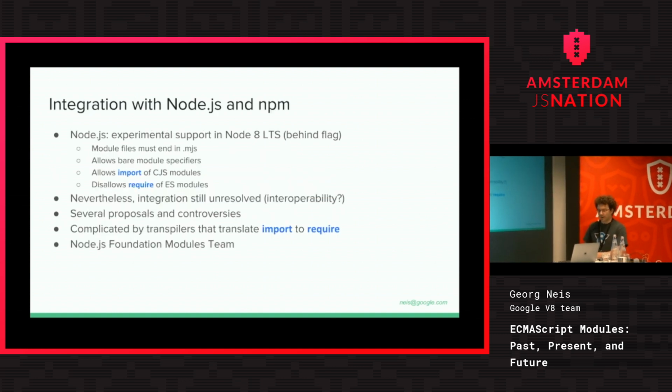On the Node and NPM side of things, it's a little bit unclear what's going on there. So first of all, there is experimental support in Node 8 behind the flag. They require that module files end in the file extension MJS, because they need some way of telling Node whether this is a classic script or a module, right? And this is how they chose to do that. And if this turns out to be established, then this may be a good thing to use even on the web.